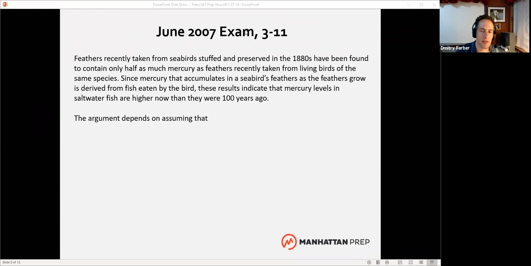the birds get mercury from fish, so the fish mercury levels must be higher. It is interesting that they make a statement saying the mercury is derived from fish. Normally I would say, sure, you're assuming there's no other cause, but it's interesting that they're saying that's where they get the mercury from. So let's say they're right, that that's where all the mercury in the seabirds comes from. Then do we have to accept that if there's more mercury, the fish are higher in mercury?